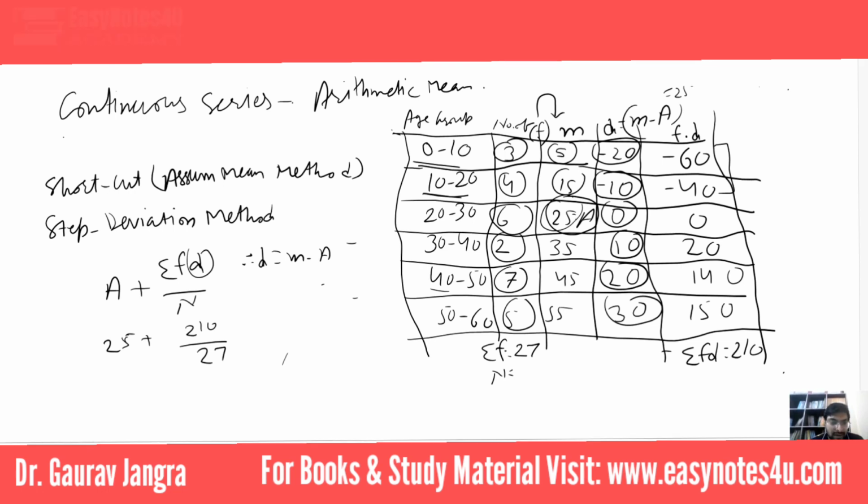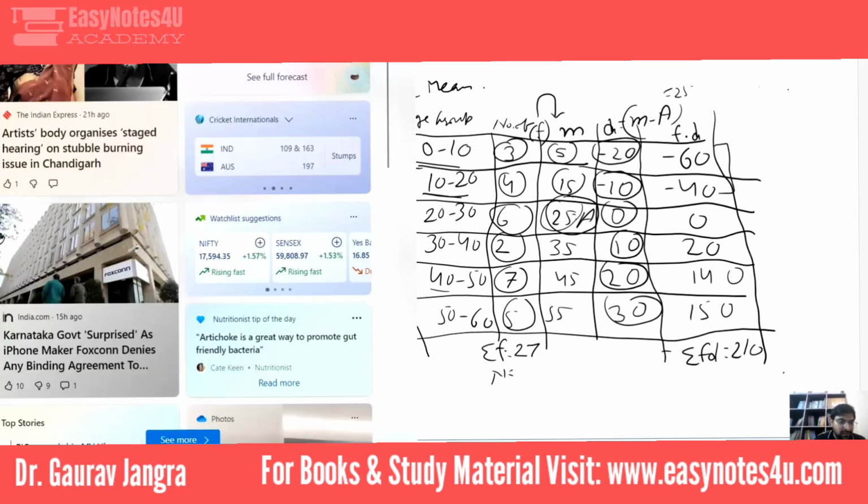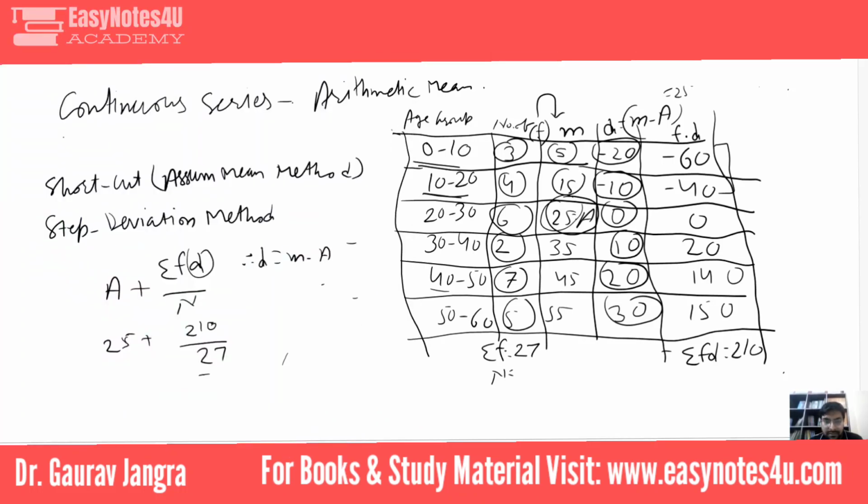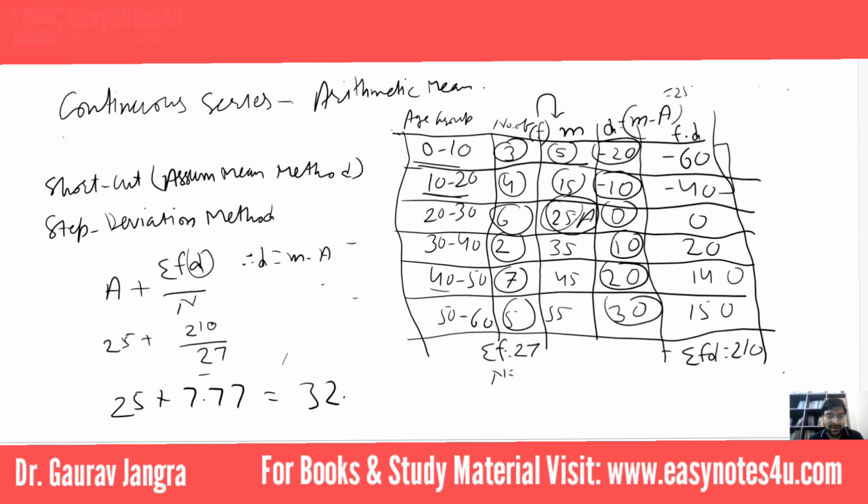So you can cross multiply this value, or you can divide 210 by 27. If I want to calculate this, it will be 210 divided by 27, which is 7.77. So 25 plus 7.77 will be 32.77. So the value will be the same as we calculated in the direct method.